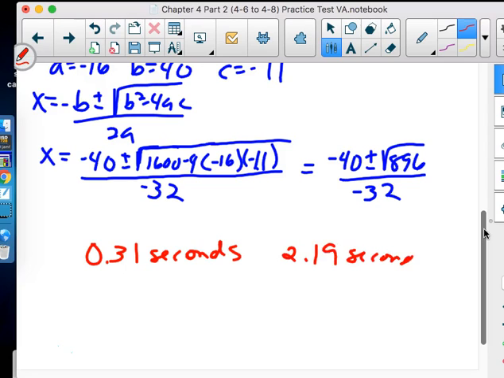2.19 seconds. So she's got a strong enough arm that she can throw it up and it's going to cross 15 feet and it's going to go up a little bit and then it's going to come back down. And she'll hit it twice. So expect to do something like that on the test. That's the stuff we had to get through. Now anything from here is just gravy on the taters.